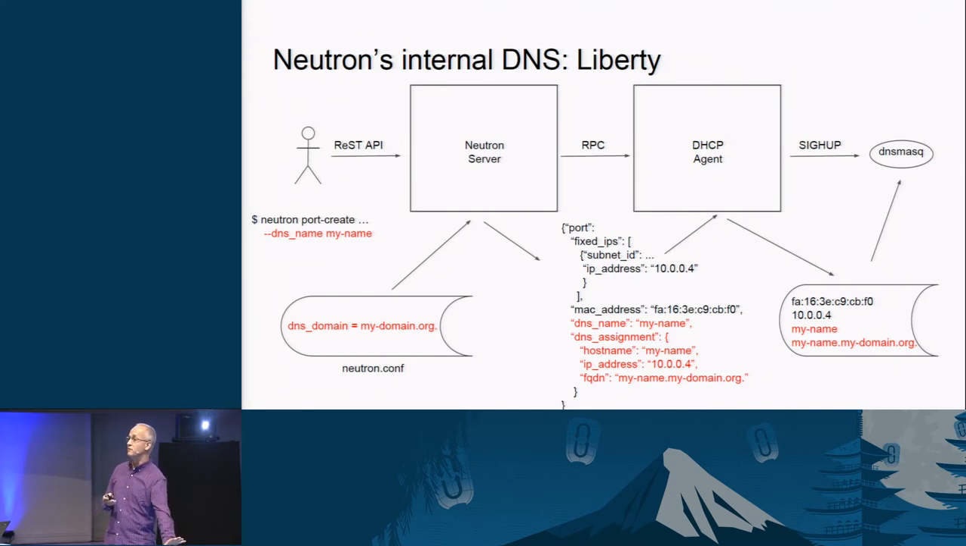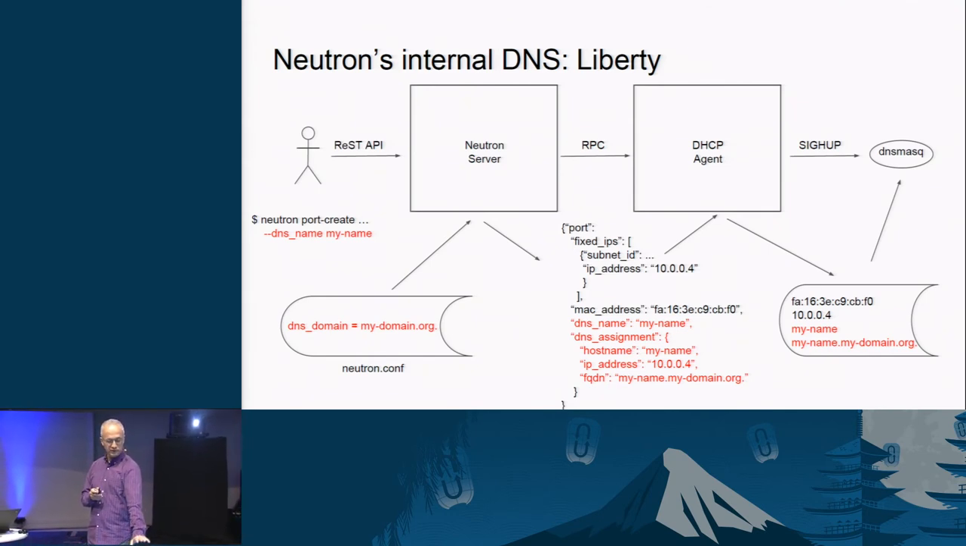If you don't specify that argument in your neutron.conf, essentially you fall back to the previous behavior and nothing changes. But if you specify this DNS domain parameter in your configuration file, then you enable this functionality. So essentially what happens is you create a port, the Neutron server creates the DNS assignment for the port, as you can see in the middle of the slide.